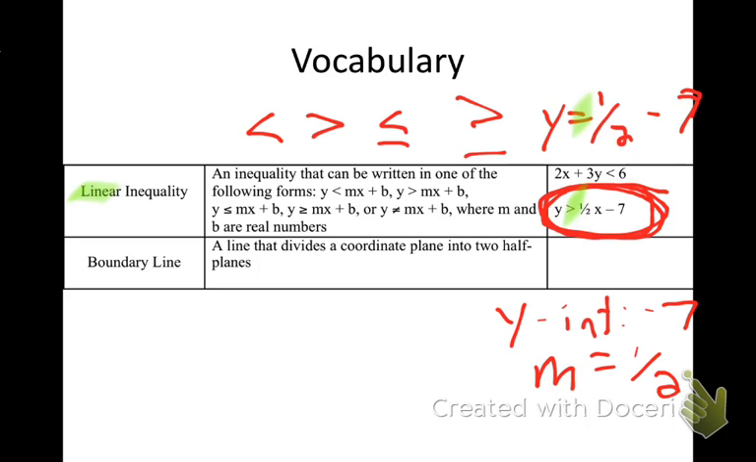Boundary line is basically what cuts our graph up. The other day when we graphed it, we had solid lines. The only thing we're adding today is what is called a dashed line. We are going to graph with a dashed line as well.